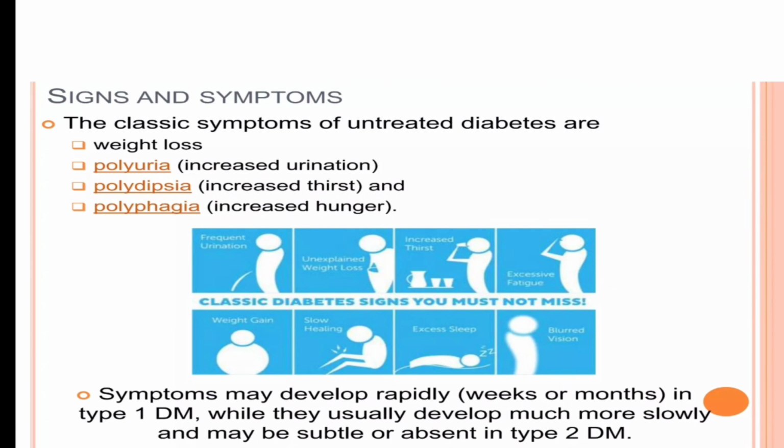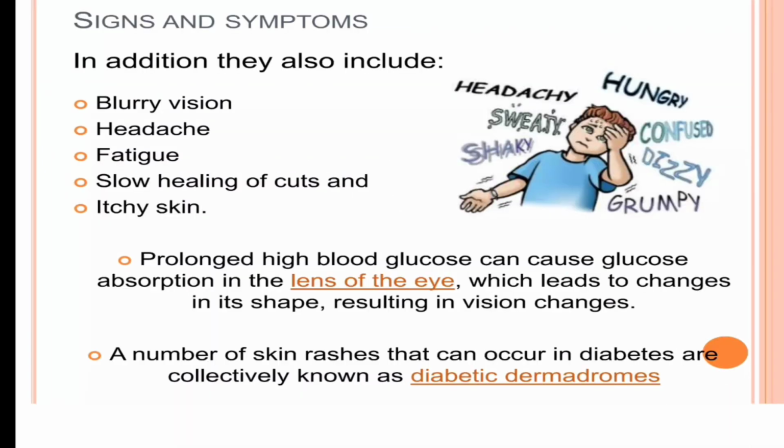In today's class, I discuss the signs and symptoms of diabetes. The classic symptoms of untreated diabetes are weight loss, polyuria, that is increased urination, polydipsia, increased thirst, polyphagia, increased hunger. Symptoms may develop rapidly, over weeks or months, in type 1 diabetes mellitus, while they usually develop much more slowly and may be subtle or absent in type 2 diabetes mellitus.